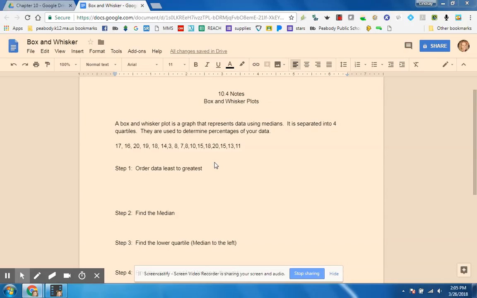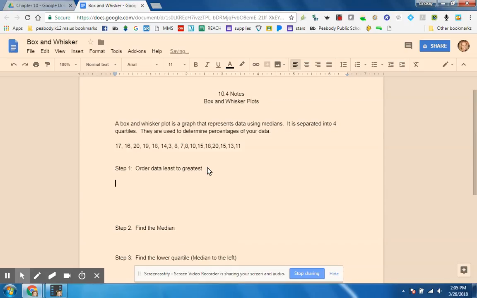So step 1, let's pretend this is our data here. Step 1 is you need to order your data least to greatest. I want you to write this on your paper with me. So the order would be from least to greatest: 3, 7, 8, 8, 10, 11, 13, 14, 15, 15, 16, 17, 18, 18, 19, 20, 20.